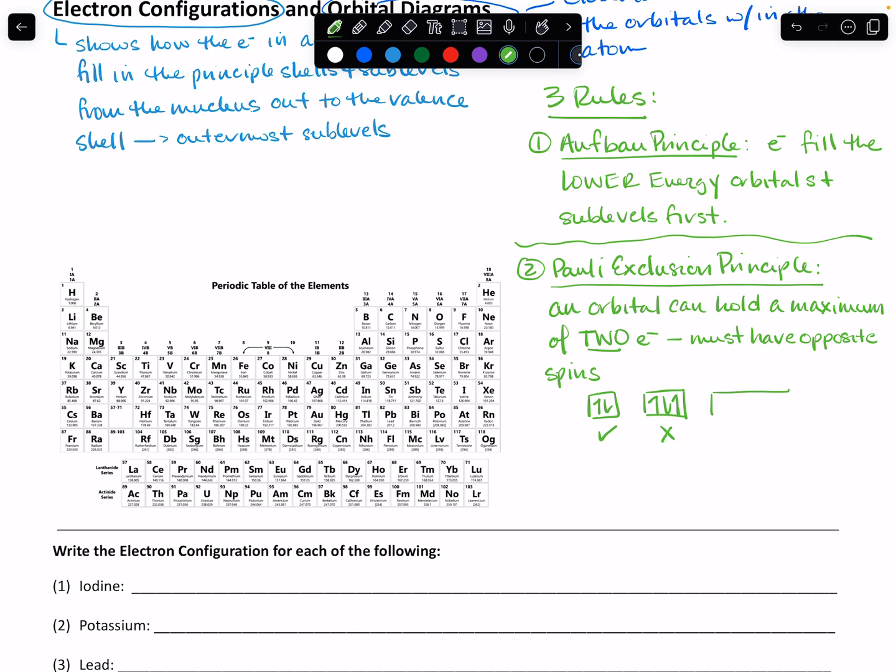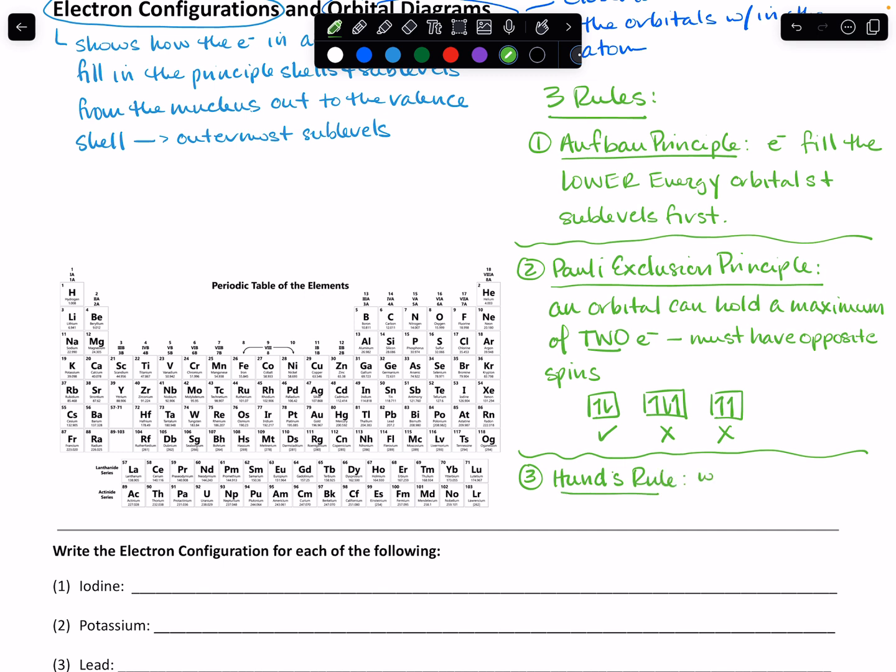I also cannot put two electrons in an orbital and show them having the same spin, because they also will not reside in that space together. So when filling in your orbitals, you have a maximum of two electrons with opposing spins. And then our final rule is Hund's rule.